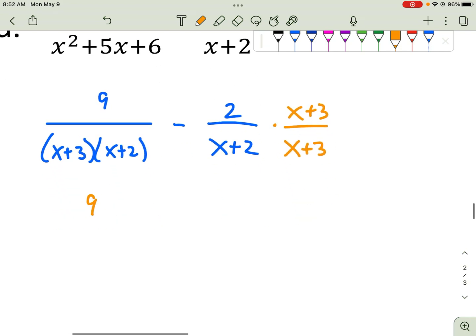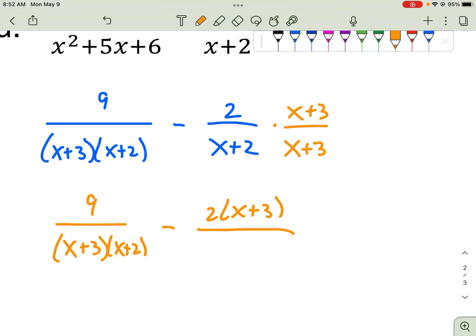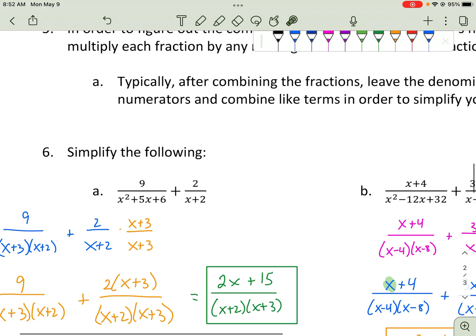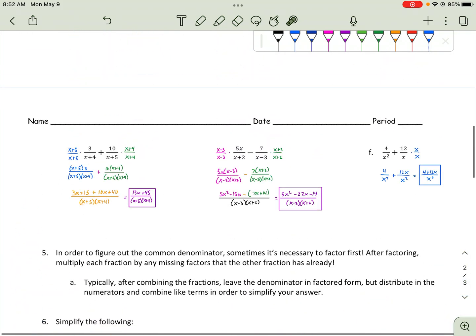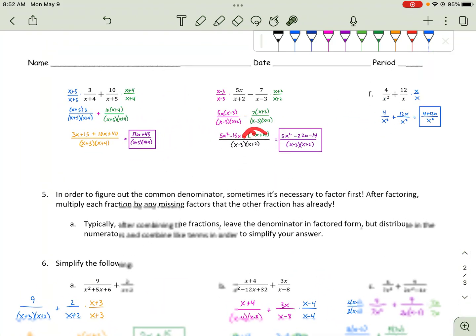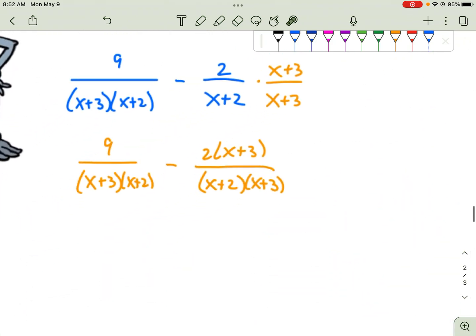Okay, and that gives us 9 over x plus 3 times x plus 2 minus 2 times x plus 3 on top over x plus 2 times x plus 3. Again, these are the same, just written in different orders. That's okay. Now this one's going to be like, where did that subtraction one go? Up here? Right here. Remember when we had to distribute this minus sign to both of these and make it negative 7x minus 14? That's what's going to happen down here.